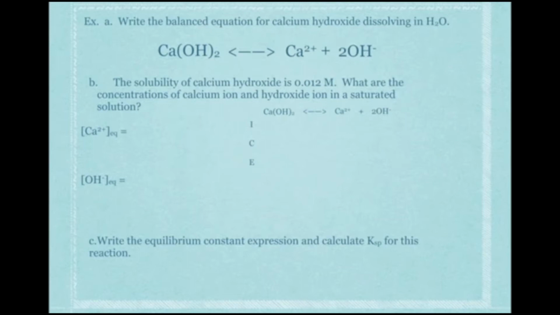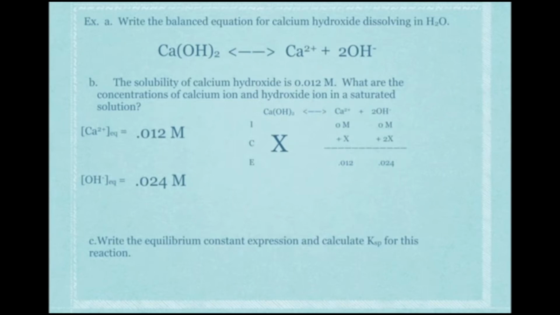Keep in mind, because calcium hydroxide is a solid, I'm going to ignore that completely and just look at calcium and hydroxide ions. So I don't start off with any calcium or hydroxide. I know that I need to add X and add 2X for the hydroxide. However, I've already been told what my X is. My X is 0.012. And so what I can do is say, all right, at equilibrium, my concentration of calcium ions is 0.012, while my concentration of hydroxide ions is 0.012 times 2, which gives me 0.024. So those are my 2 answers right there.